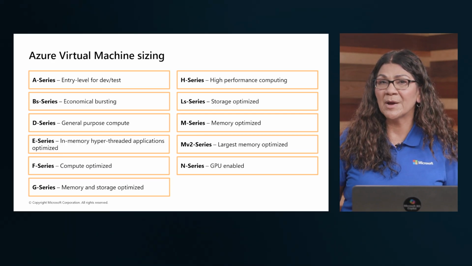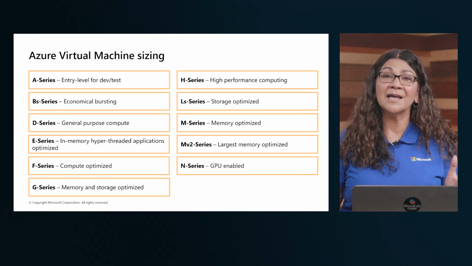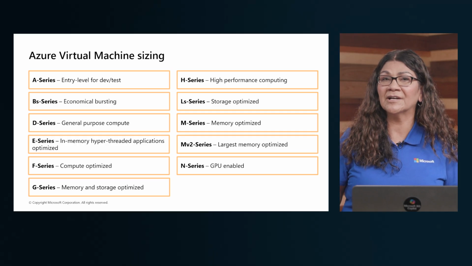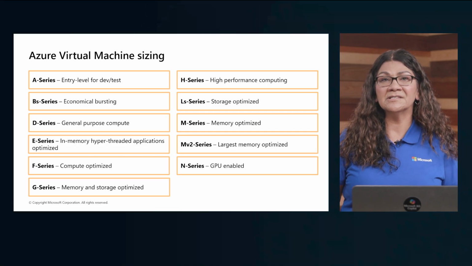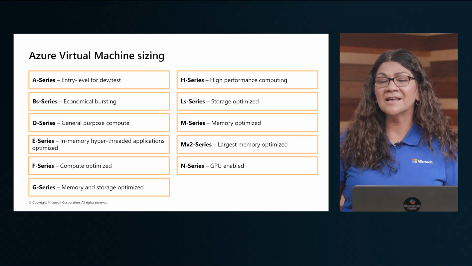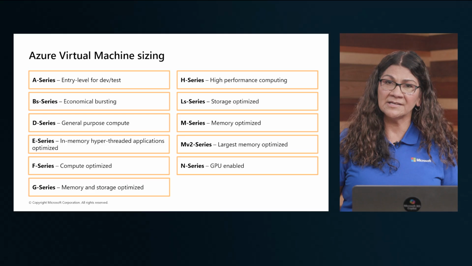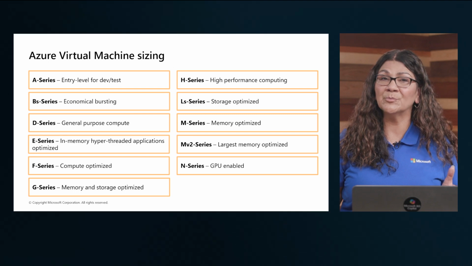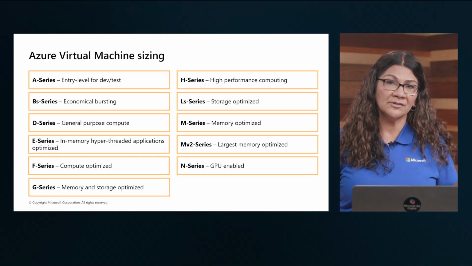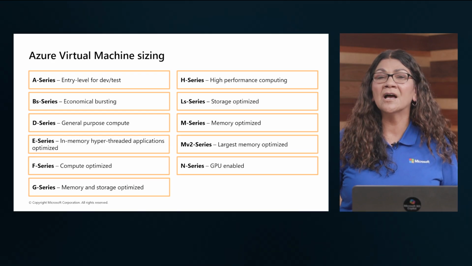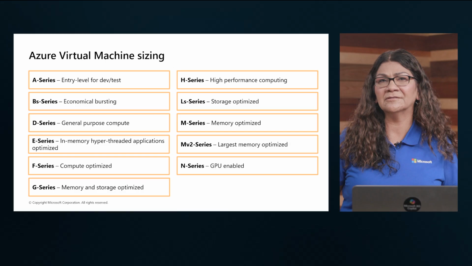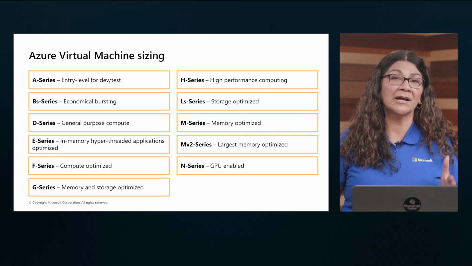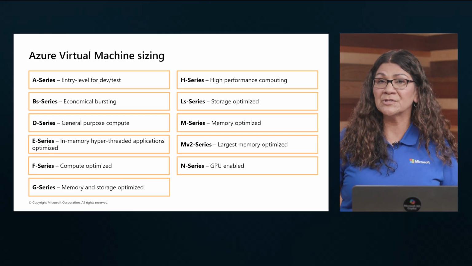E-series is optimized for memory-intensive applications, providing a high memory to CPU ratio. The F series is compute optimized, offering a high CPU to memory ratio, and this is ideal for compute-intensive tasks. The L series is storage optimized, providing high disk throughput and suitable for applications requiring high input-output performance. The M series is designed for high memory workloads, offering the highest memory to CPU ratio. And the N series is GPU enabled and suitable for tasks requiring high graphical processing power like machine learning.